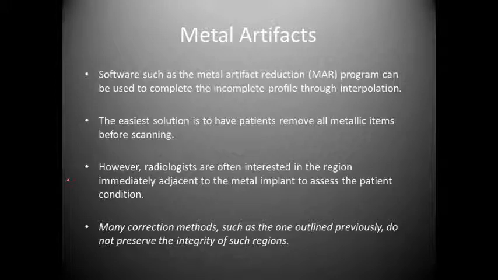I've actually seen it several times where CT thoracic spines or CT chests have been ordered with the patient having Harrington rods throughout their spine, and so many times the images just wouldn't be of great quality simply because of what the patient had embedded. However, it was a necessity that we performed the scan, so some degree of information was better than no information. Many correction methods, such as the one outlined previously, do not preserve the integrity of such regions.